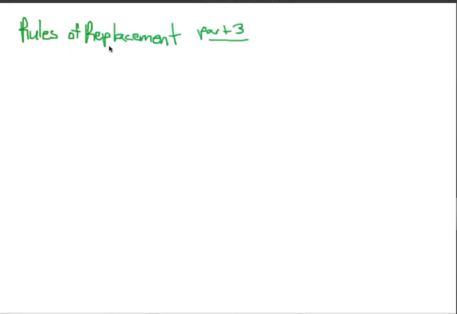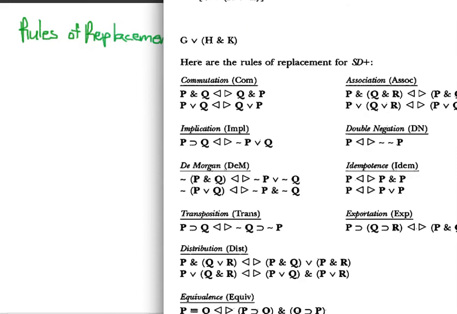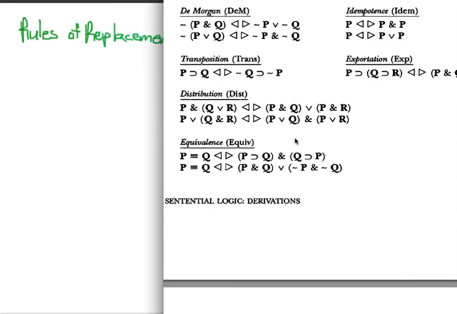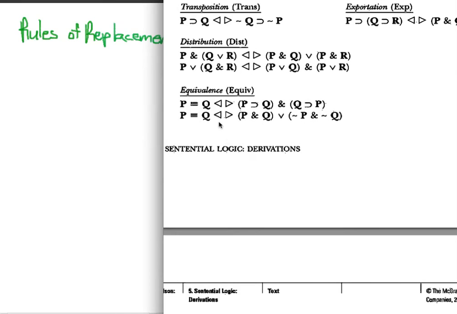We've been talking about rules of replacement, and in the last two parts we've covered just about all of the rules with the exception of one of the rules of replacement, which we're going to do here. And this is the rule of equivalence. You probably would have guessed this already, but there is a correspondence between the syntactic version of equivalence and the semantic version of equivalence.